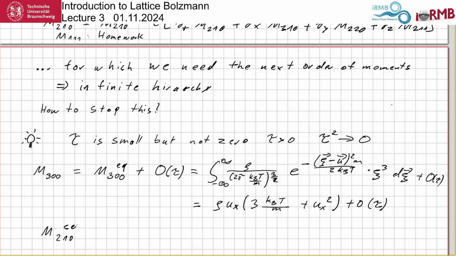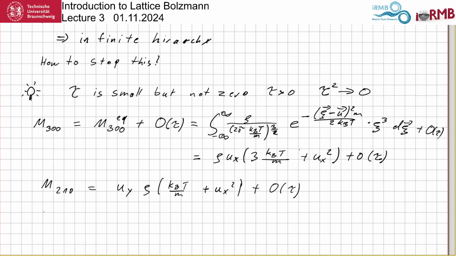M210 equilibrium. Now you do the integral and you will end up with u_y rho Boltzmann constant times temperature divided by m plus u_x squared. Also, okay, because I now wrote that this is just the equilibrium. Let me rewrite it a little bit without equilibrium, and when it's without equilibrium, this is equilibrium plus order tau, right?